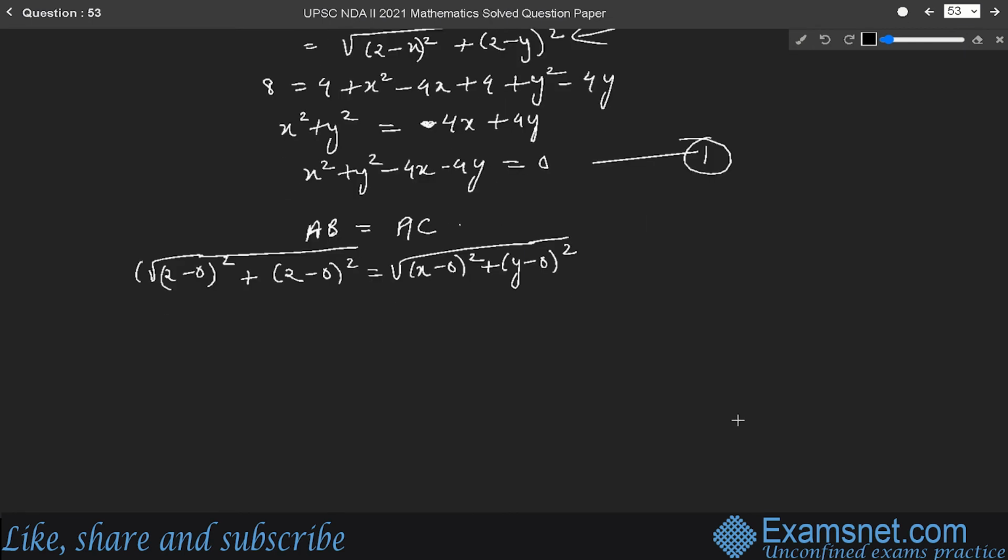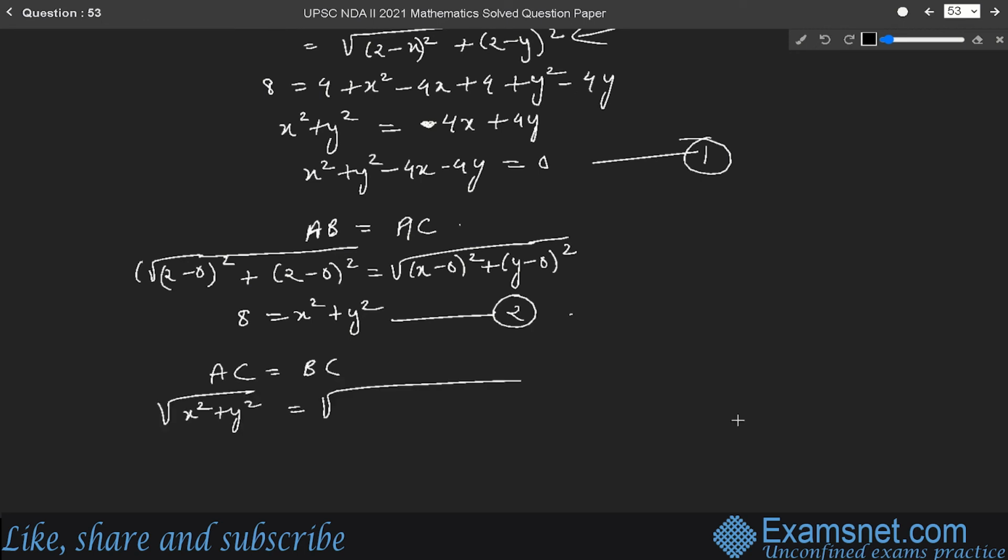On further solving, it will be 8 is equal to x square plus y square. Let this be equation number 2. Again we can say that AC will be equal to BC. It means that under root of x square plus y square will be equal to under root of (x minus 2) whole square plus (y minus 2) whole square. We are just putting the values for AC and BC here.